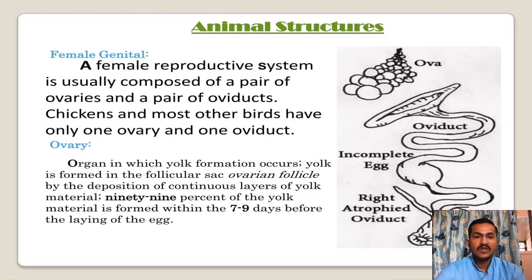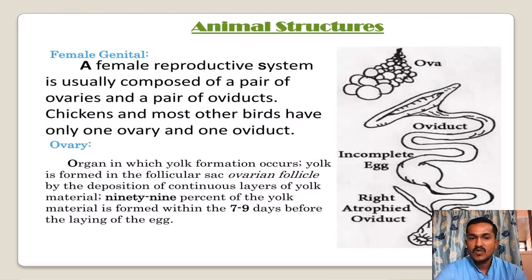This one is the ovary of the chicken, the organ in which yolk formation occurs. Clear it? What occurs inside the ovary? Yolk formation. Yolk is formed in the follicular sac, the ovarian follicle, by the deposition of continuous layers of yolk material, and 99% of the yolk material is formed within 7 to 9 days before laying. Understand? Whenever eggs are laid by the hen, how many days before does yolk formation start? 7 to 9 days. Understand? This one is about the what?